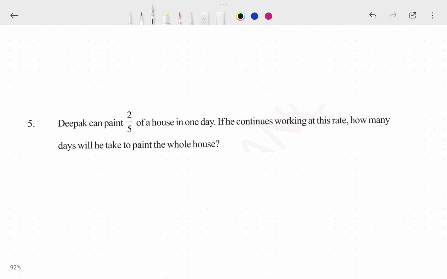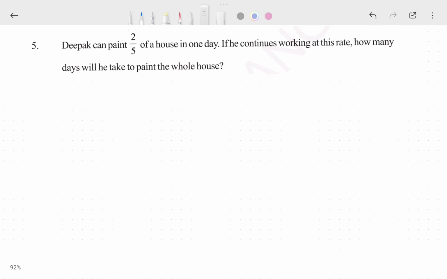So let's come to the fifth question here. This is our fifth question, which is the last question of this exercise. Deepak can paint 2 by 5 of a house in one day. So Deepak is painting 2 by 5 houses in a single day. The question is asking, if he continues working at the same rate, how many days will he take to paint the whole house?